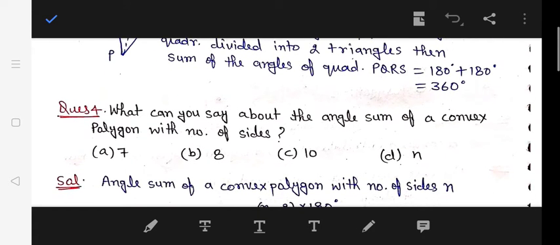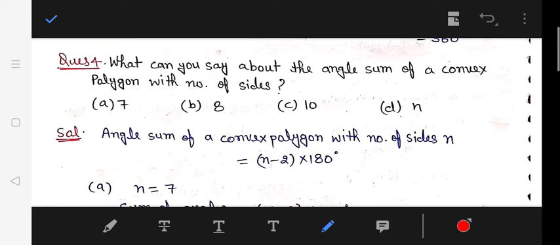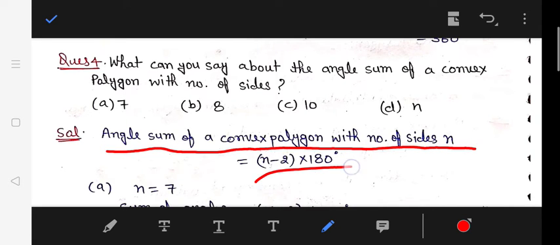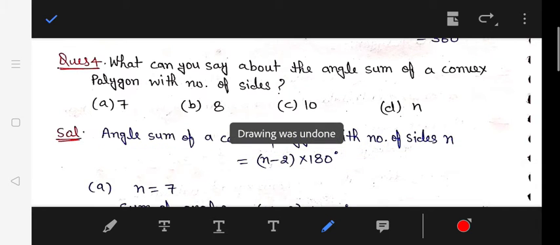Now here it is question number 4. What can you say about the angle sum of a convex polygon with number of sides 7, 8, 10, n? Now students, you need to find the sum of the angles of the polygon. If the number of sides is 7, 8, 10, whatever the number of sides is, for that you need to find the sum of the angles. So I am going to give the formula by which you can find the sum of the angles of any polygon, whatever the number of sides. The angle sum of any convex polygon with number of sides n is equal to n minus 2 into 180 degrees. So that formula you will use.